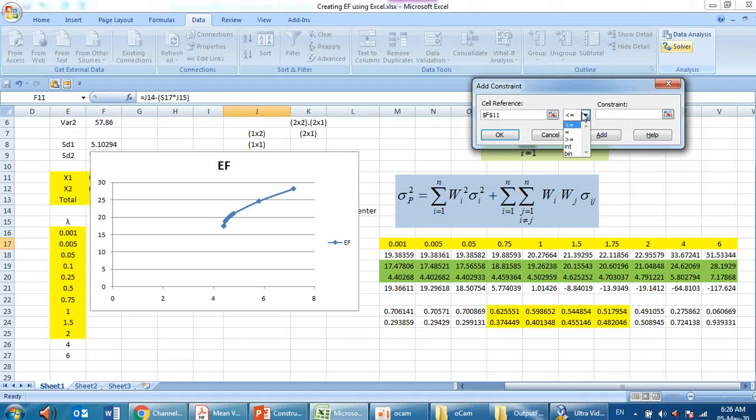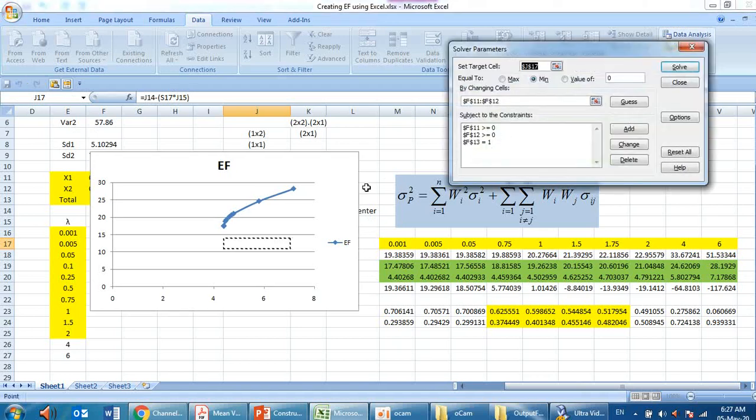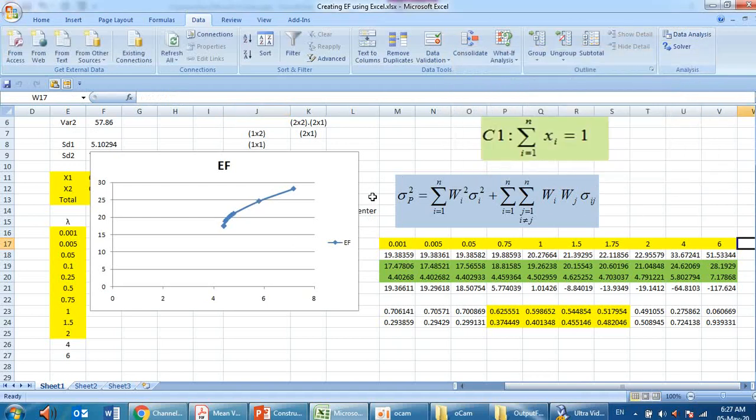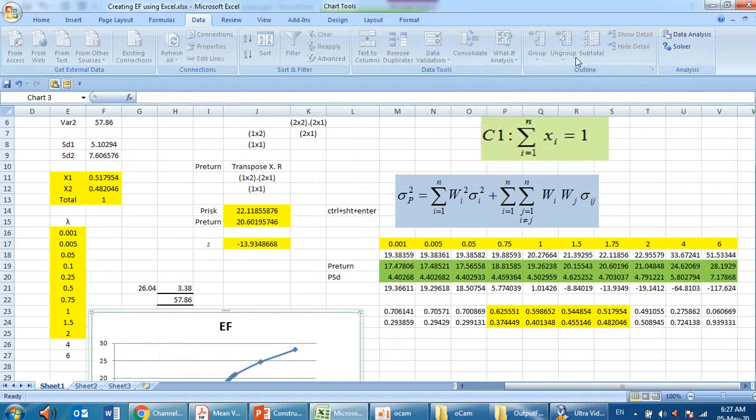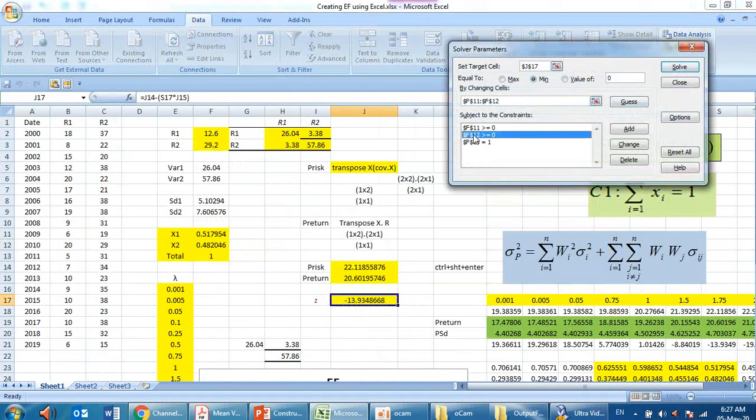This should be equal to 0, and another constraint is that this weight is also greater than or equal to 0. Okay, so I've closed this function, and I'll again open the question. These are the two constraints. That means this weight and this weight are more than 0. We have to do this, and this means that short sales are not allowed.